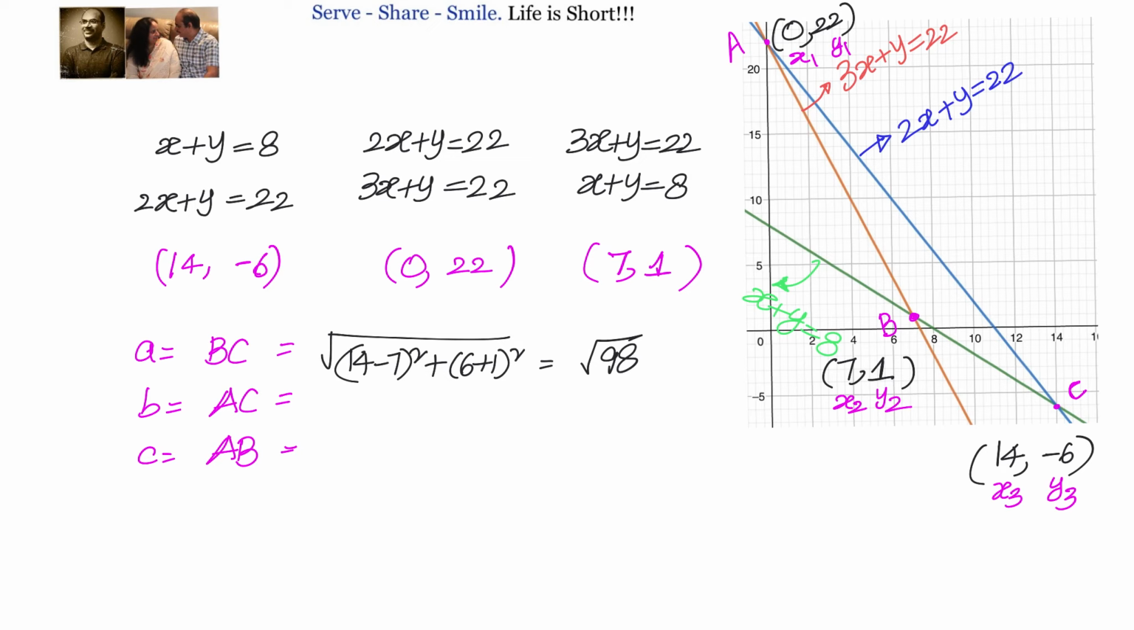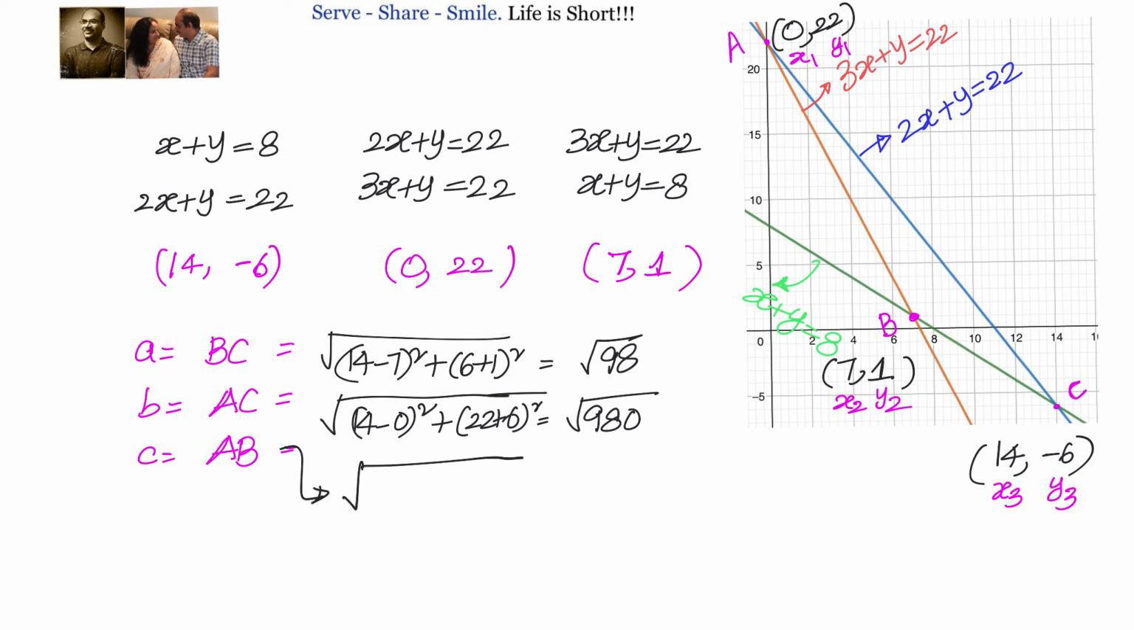Let's go to b. b is nothing but AC, and that is coming from square root of 14 minus 0 whole square plus 22 plus 6 whole square. Simplify that, we will have 196 plus 784, that is square root of 980. Let's go to next.